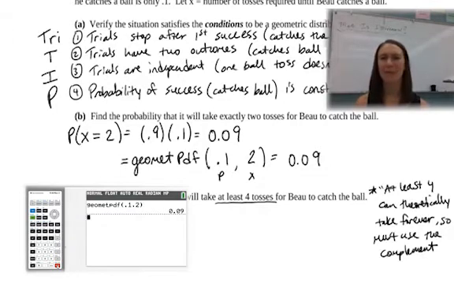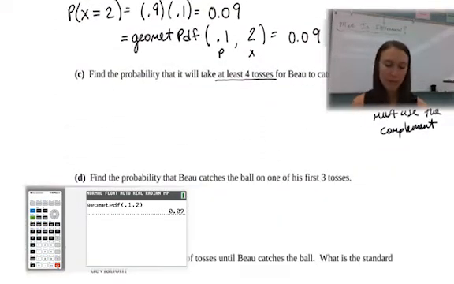Personally, I don't usually use the geometric PDF function because it's actually more writing than just writing out the probability. And I like when my students know how to calculate the probability and they understand the concept behind it instead of just trying to put stuff in a calculator. Now find the probability it will take at least 4 tosses. So this is another one.